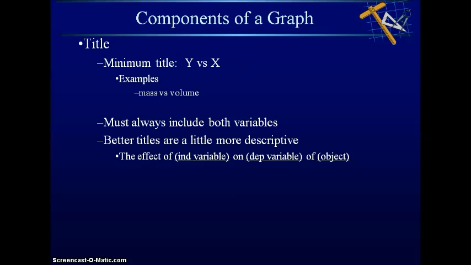And a generic formula that seems to work a lot of the times, especially in our chemistry graphs, is by using this format, this kind of a template here, where you say the effect of, pop in your independent variable there, on, pop in your dependent variable there, of whatever you're testing. So for example, we could say the effect of percent sugar on density of water. That would be a good title for that experiment that we just read about Joe doing.